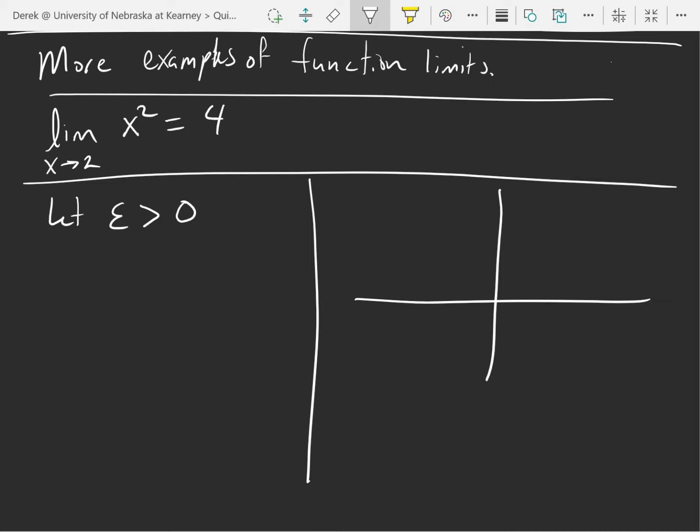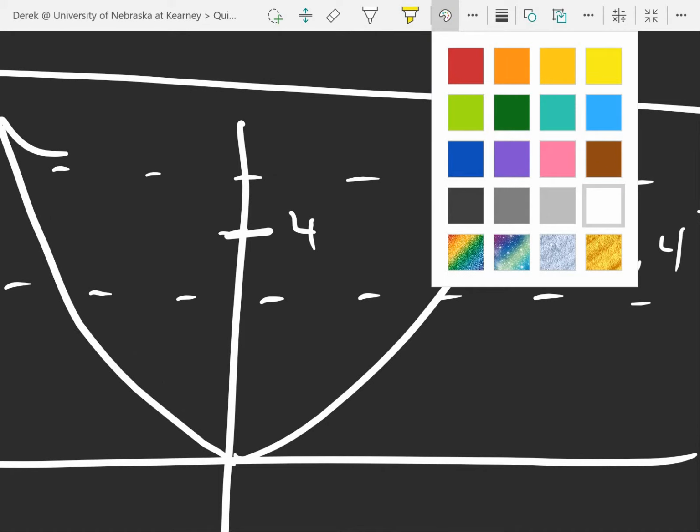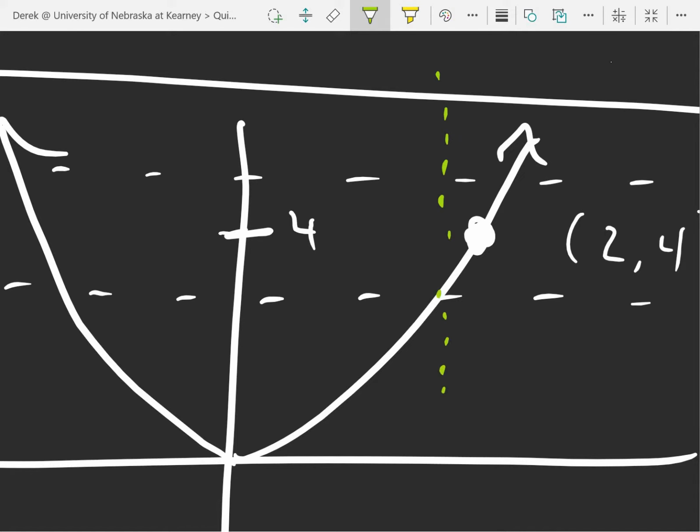So let me just draw a little picture over here. Got x squared, and we're focused in here at 4. Okay. And I want to be in this little epsilon band around 4. So zoom in a little bit. My delta band has to be a little bit smaller this time, right? And we're at 2. So delta in each direction. So I can't just take epsilon to be delta this time.